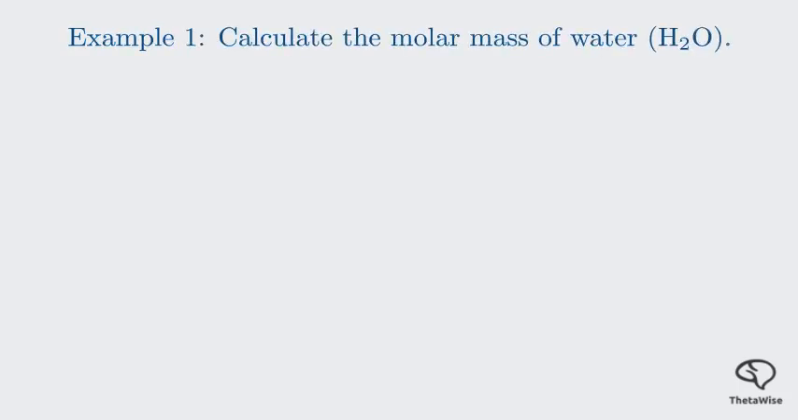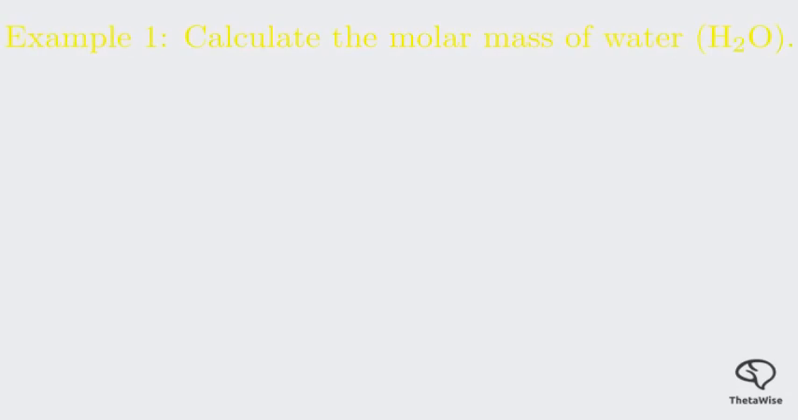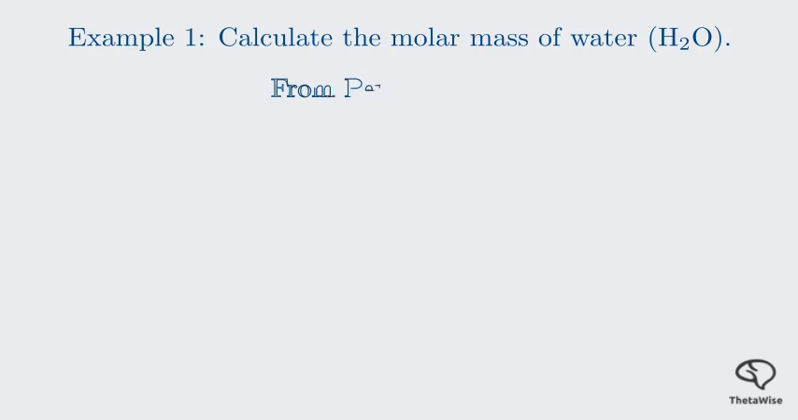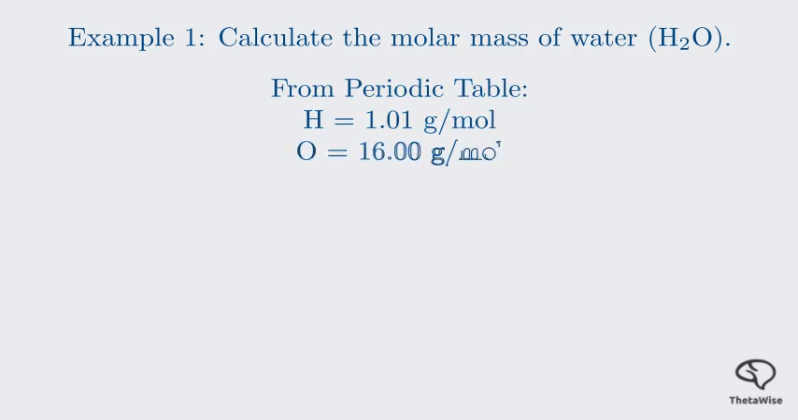This is a critical skill for all stoichiometry problems. First example, what is the molar mass of water, H2O? The formula tells us we have 2 hydrogen atoms and 1 oxygen atom in each molecule. We find the atomic weights on the periodic table. Hydrogen is 1.01 grams per mole, and oxygen is 16.00 grams per mole.